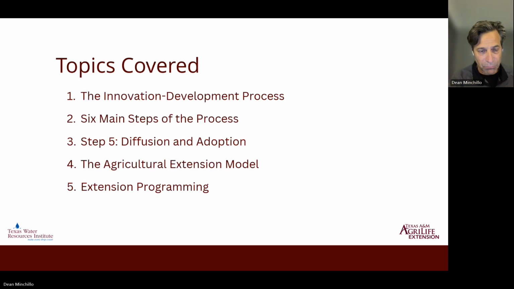So these are the topics we're going to cover. We're going to cover the innovation development process. We're going to talk about the 6 main steps of the process. We're really going to dive into step 5. Then we'll get into a little bit of history and organization of the agricultural extension model. And then we'll talk about the program at the end.